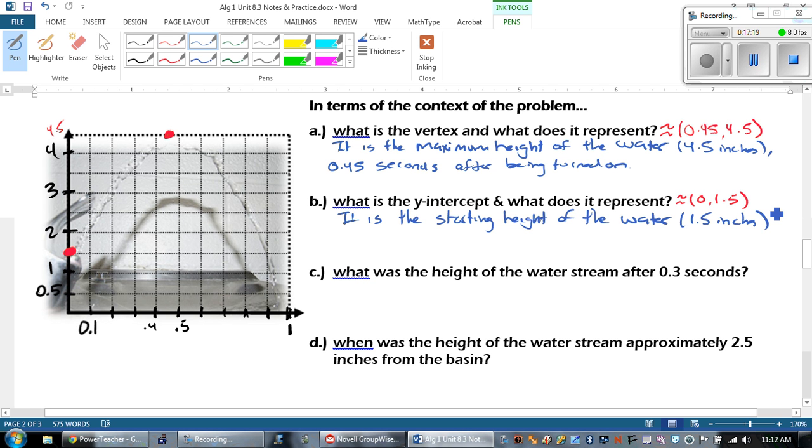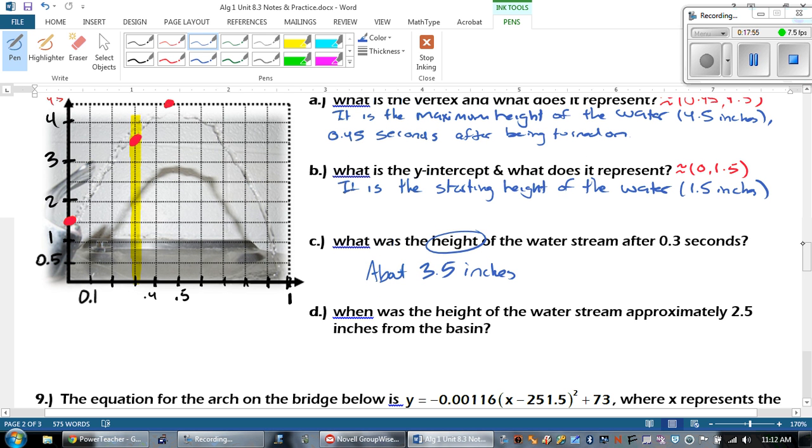Okay, so what was the height of the water stream after 0.3 seconds? So remember that the time is down here, so at 0.3, we're just going to look up, look up, look up, and it's right about there. So what height is that? Yeah, it's about 3.5. So I would say about 3.5, not seconds, guys, inches, because it says what is the height?